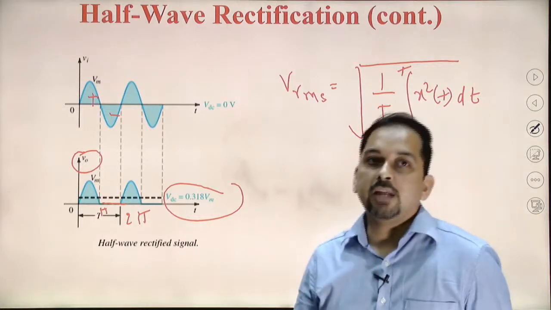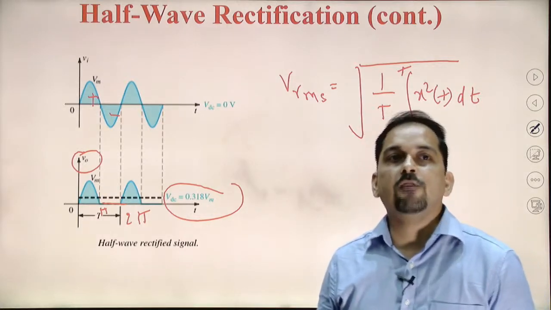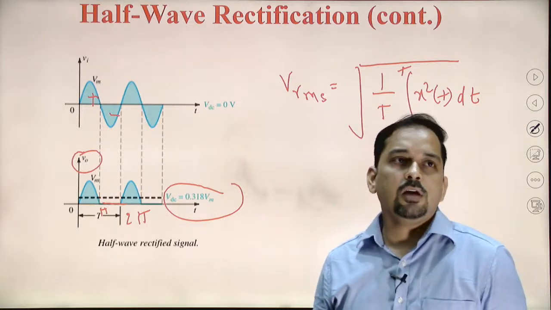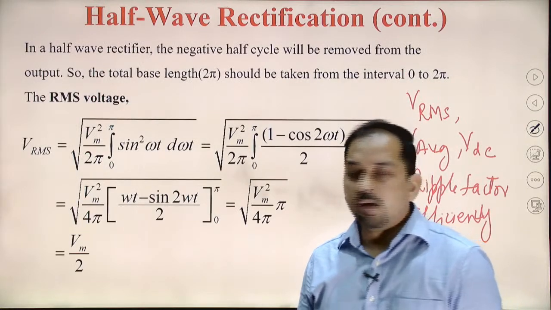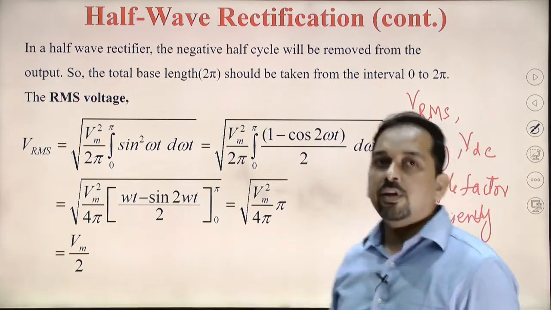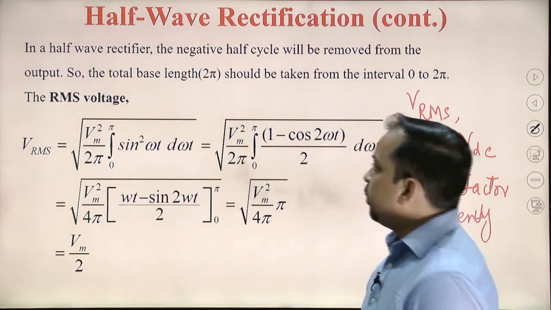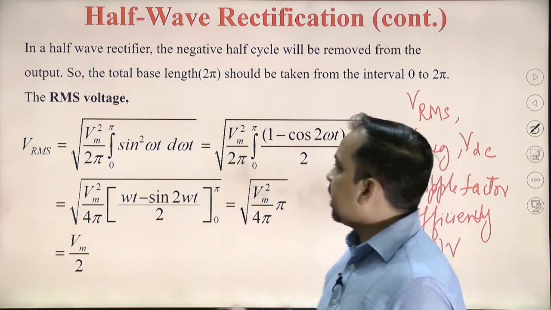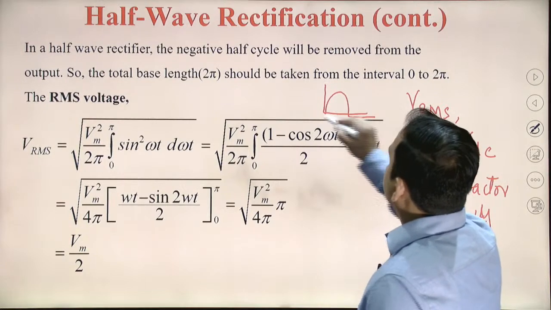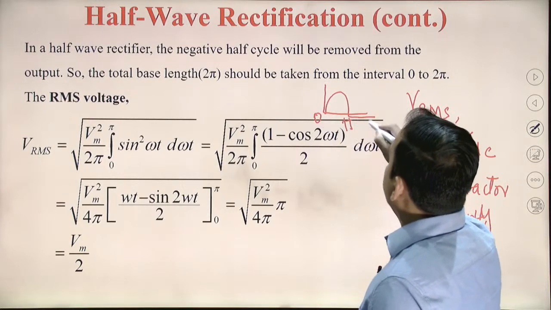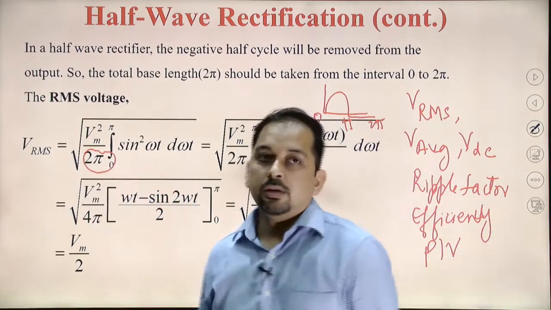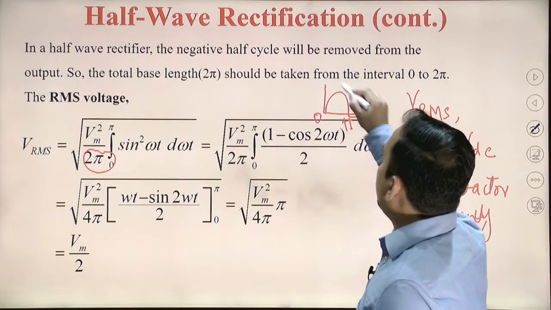So we can say that this formula will give you the RMS value associated with the half wave waveform. Here the output waveform is very similar to that of the input. During the first cycle, the positive half cycle, we have the output. So this will be 0, pi and 2 pi. The time period is basically 2 pi, and the maximum value of this waveform was Vm.